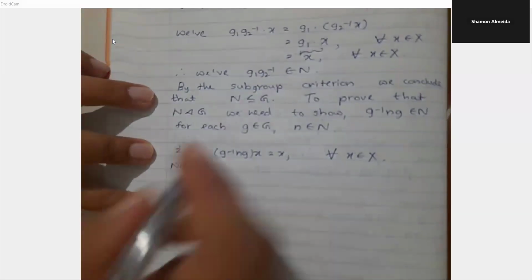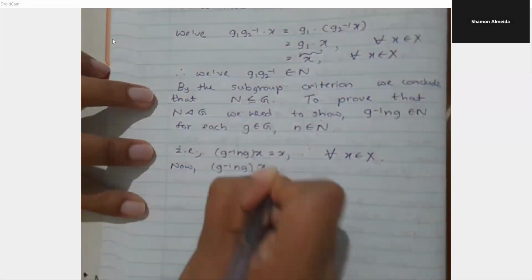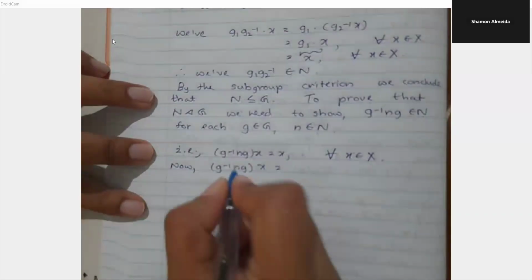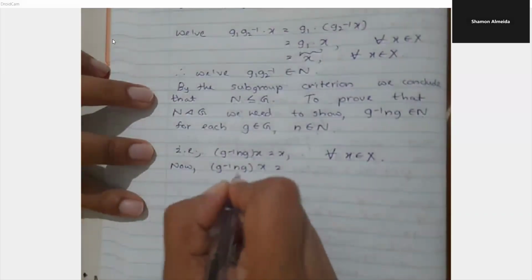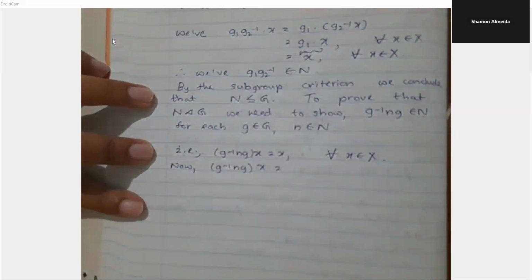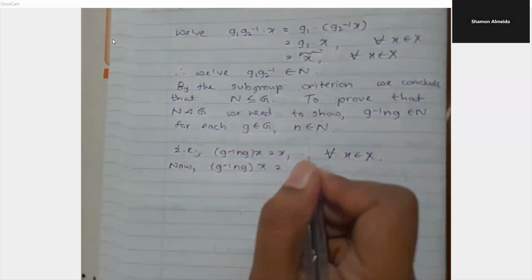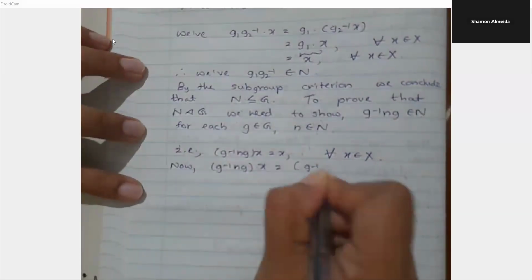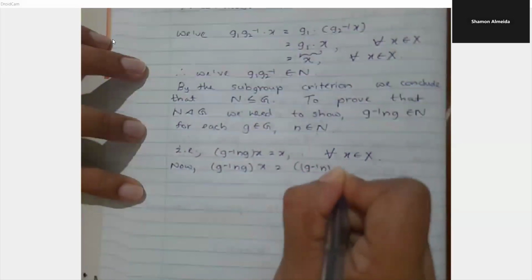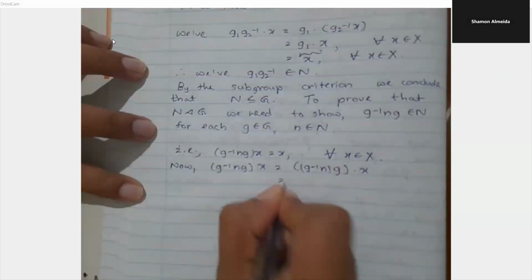We'll start off with the left-hand side. We have g inverse n g x. This is equal to, I can simply use the associativity property within the parentheses over here, because g inverse n g is an element in the subgroup N. So what I'm going to do is I will write it as (g inverse n g) dot x.